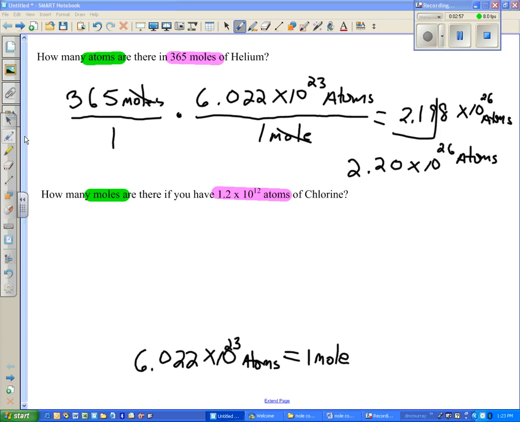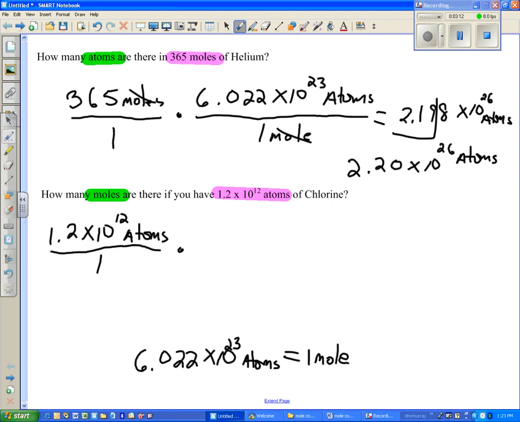of my equality. And so I'm going to say 1.2 times 10 to the 12th atoms, and I'll put that over 1. And then I'll multiply that by 1 mole over Avogadro's number, which is 6.022 times 10 to the 23rd atoms. And in this case, atoms will now cancel, and I'll be left with moles.